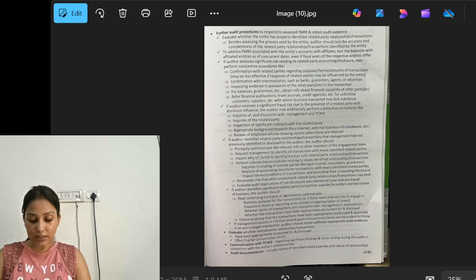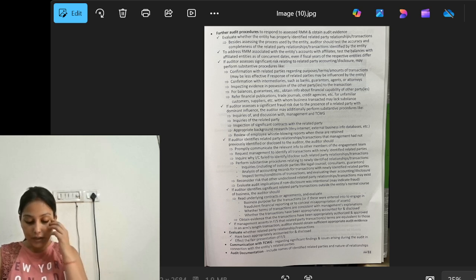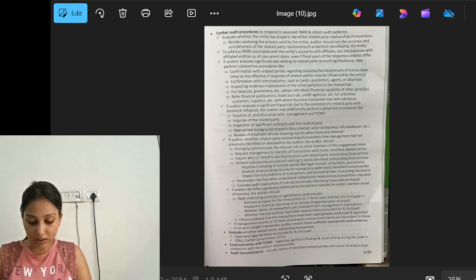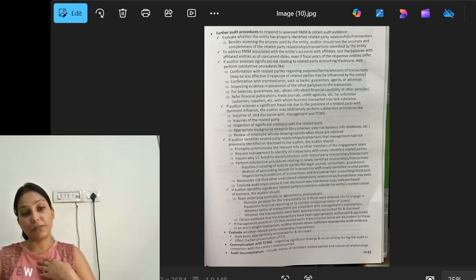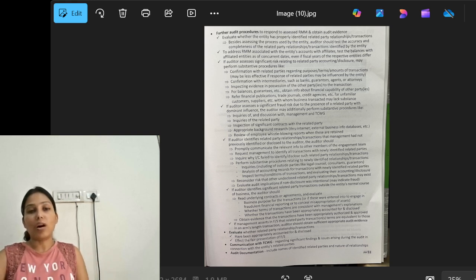Regarding communication with TCWG, communicate significant findings and issues arising during the audit in connection with the entity's related parties. Also, regarding documentation, this includes the names of the identified related parties and the nature of the relationships. So this was all about the audit procedures for related parties.